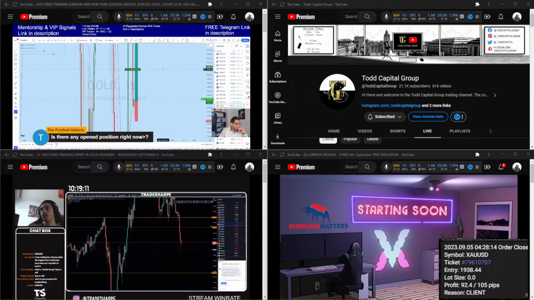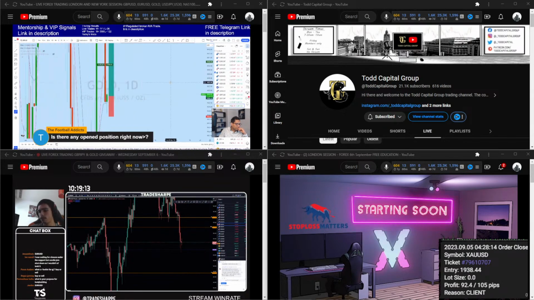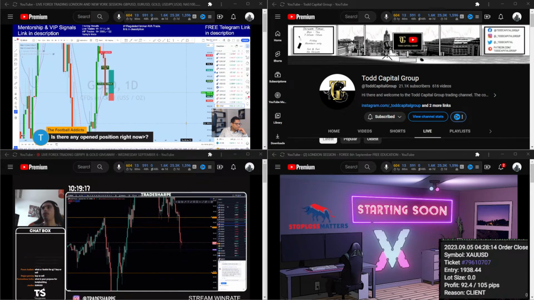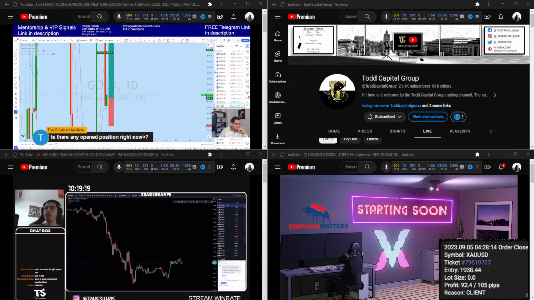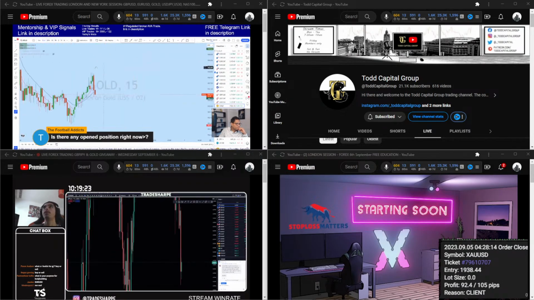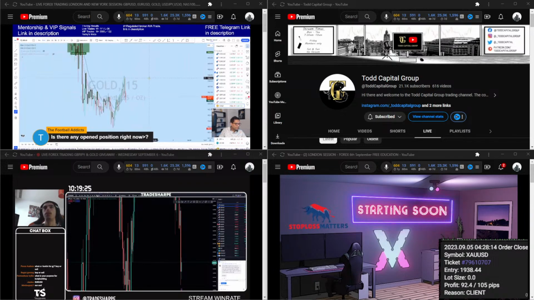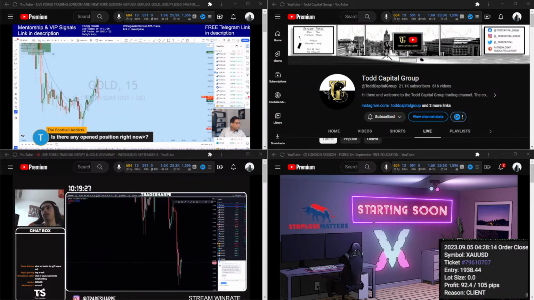Everyone's asking me for Euro USD. I'll quickly look at Euro USD. See the daily time frame here. Daily close bearish. 4 hours closing bullish at the moment. 1 hour is trying to make this bottom wick here.